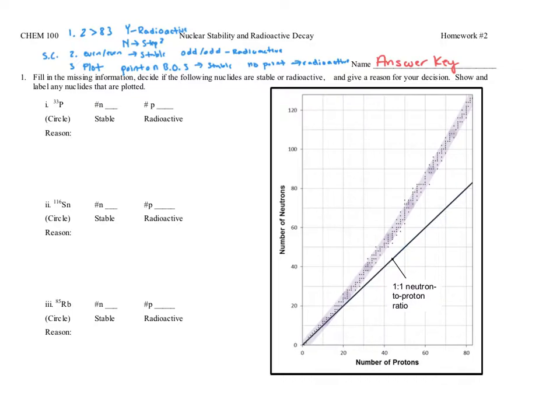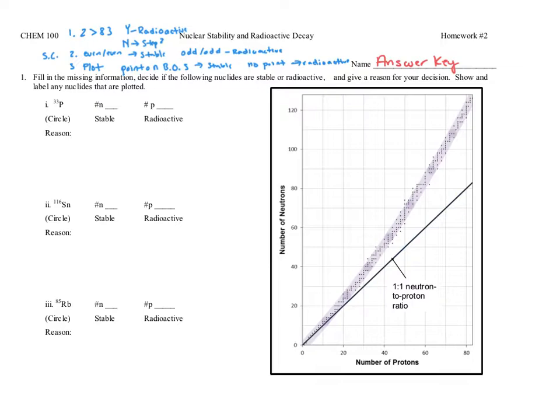2 is a shortcut, right? If you have 2 evens or 2 odds, you can make a determination. But if you have 1 odd and 1 even, you're going to have to plot. And of course, you can always plot. If there's a point already on the BOS, you know it's stable. If there is no point, you add that point, and you know that it's radioactive.